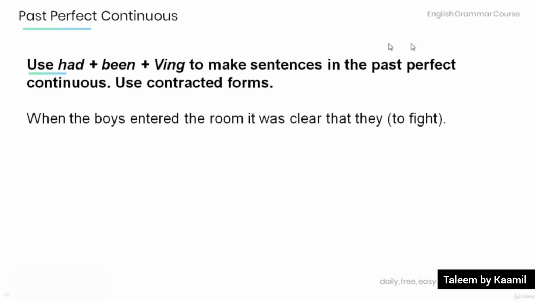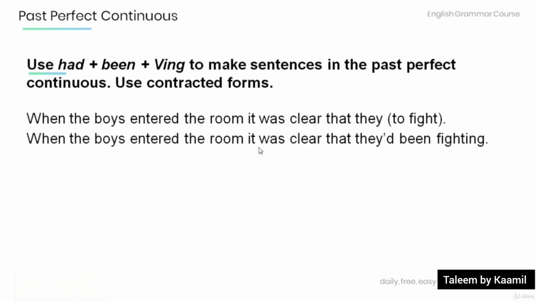Now let's review and practice a bit. Remember that we use had plus been plus verb ing to make sentences in the past perfect continuous. Now read the following sentence and provide the past perfect continuous form of the verb in the bracket and make sure to use contracted forms. When the boys entered the room, it was clear that they to fight. When the boys entered the room, it was clear that they'd been fighting.